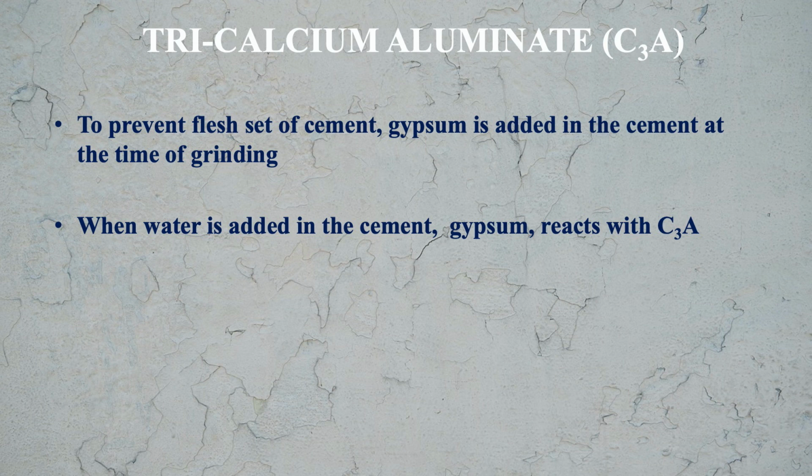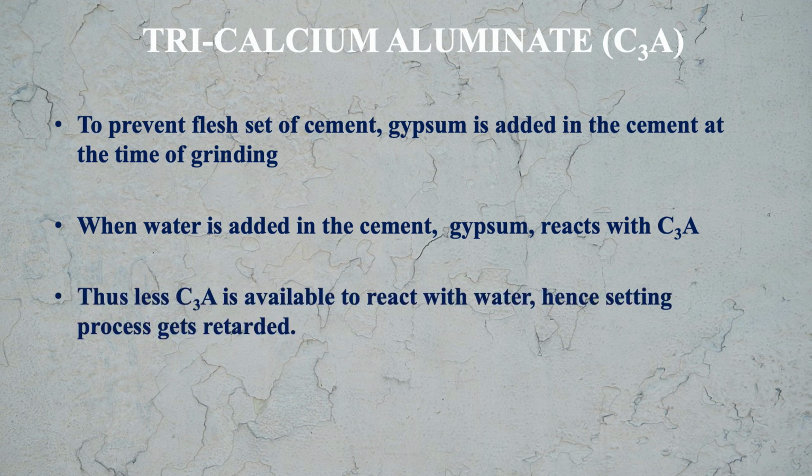When water is added to the cement, what happens? That gypsum reacts with C3A, that is tricalcium aluminate. And when this gypsum is reacting with C3A, what happens because of this? Less amount of C3A is available to react with water, and hence the setting process gets retarded. So this is how gypsum retards the setting process. Gypsum reacts with C3A, and that way less C3A is available to react with water.